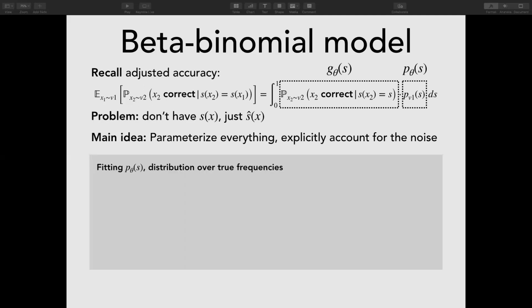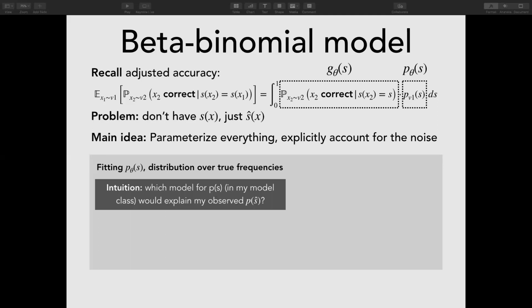So to make this a little more concrete, let's not worry about G theta of S for now because it's a little more complicated. But P theta of S corresponds to the density of true selection frequencies. So what we're going to do is ask, within some model class that we define a priori, which model in this model class best explains the actual S hats that I observe.